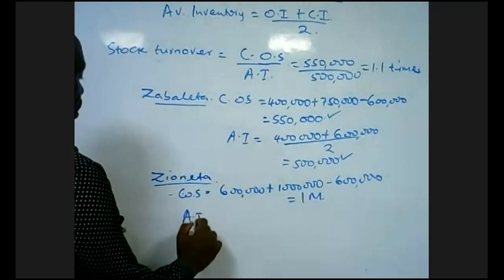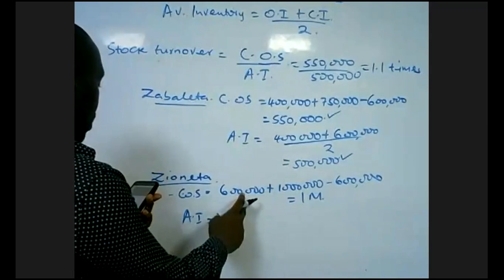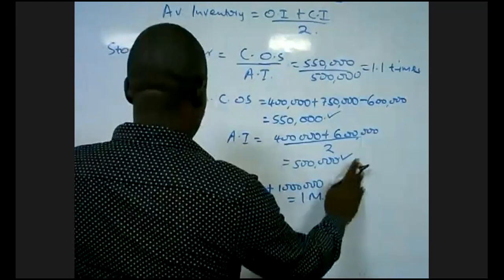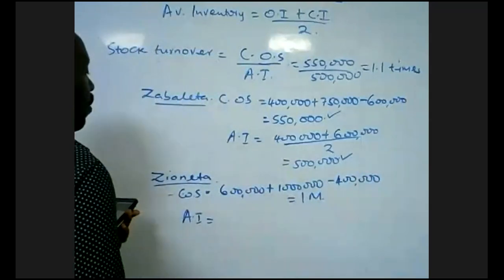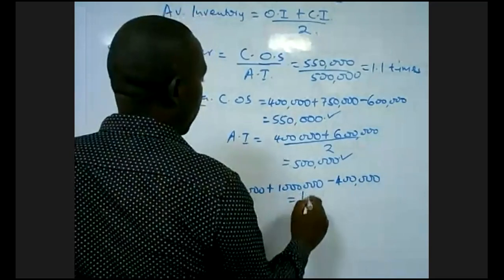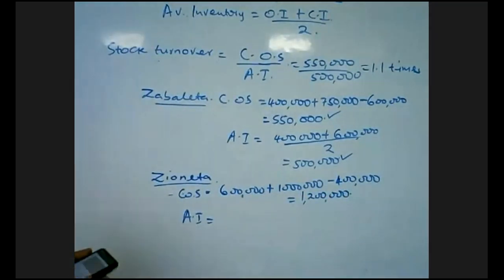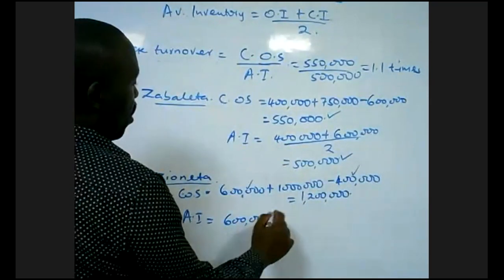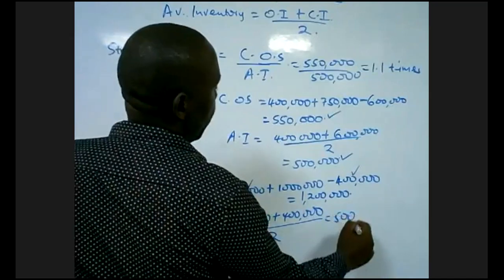Average inventory. Take the opening plus the closing. Sorry, what have I done here? The closing for your meter is 400,000. So this one is going to be 1,200,000. For the average inventory, you take the opening inventory plus the closing divided by 2. That is 600,000 plus 400,000, that is 1 million. You divide by 2. This is going to be 500,000.